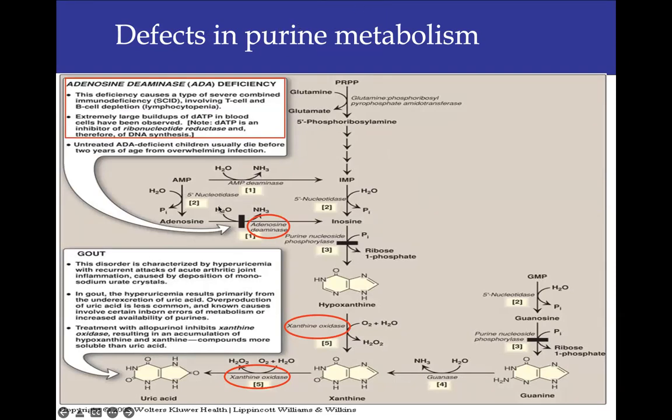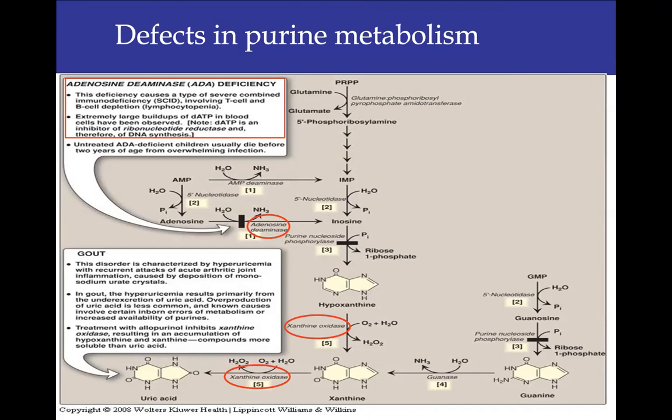An amino group is being removed from AMP to produce IMP first, and this is done by the AMP deaminase. Then it can also be done from conversion of adenosine directly to produce inosine. And it's the same enzyme, or it's a deaminase still being used here.